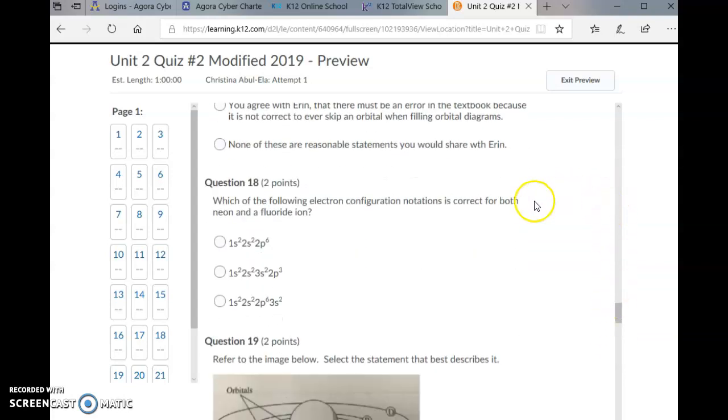Question 18. Which of the following electron configurations, notations, is correct for both a neon and a fluoride ion? 1s2, 2s2, 2p6. 1s2, 2s2, 3s2, 2p3. 1s2, 2s2, 2p6, 3s2.